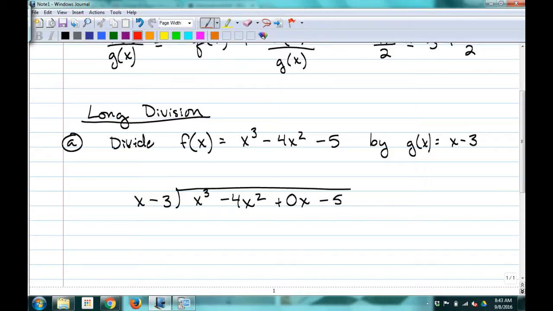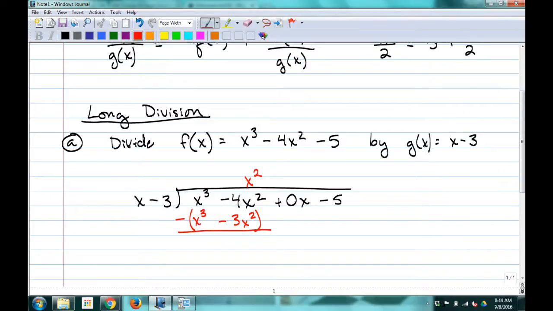You look at the x. What times this x would give me x cubed? X squared. So that goes up here. And then we distribute the x squared to both of those terms. So x cubed minus 3x squared. And then I put mine in parentheses and put a minus sign out front. That way I know I'm subtracting this stuff from the two terms above it.